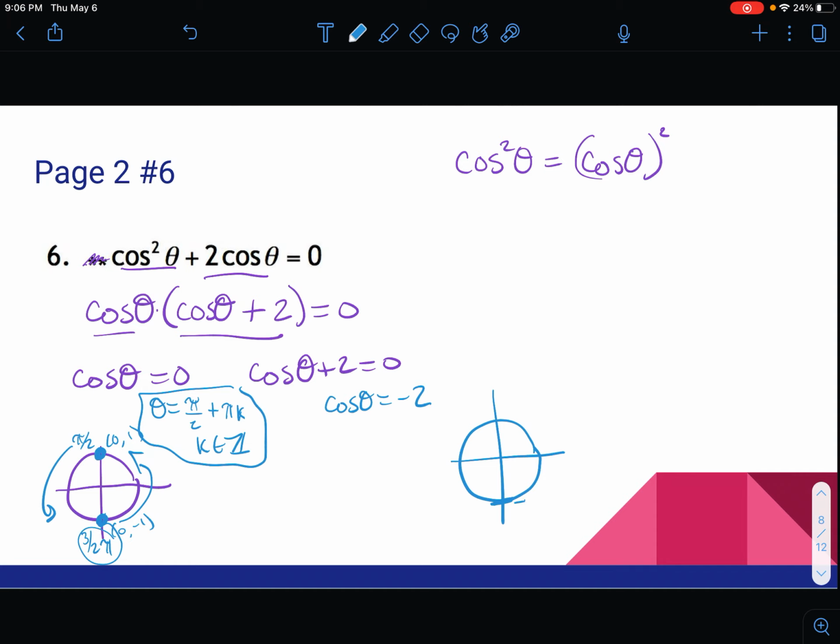Nowhere. The lowest value is -1. So in this case, there's no solution for this small piece here. There's still solutions for this equation, but in this second piece that we did, there is no value of theta to make that true.